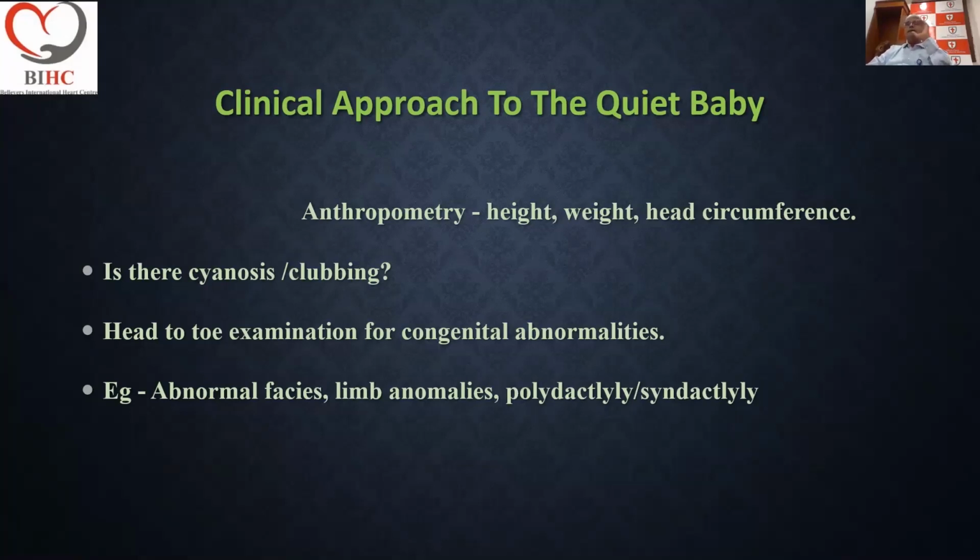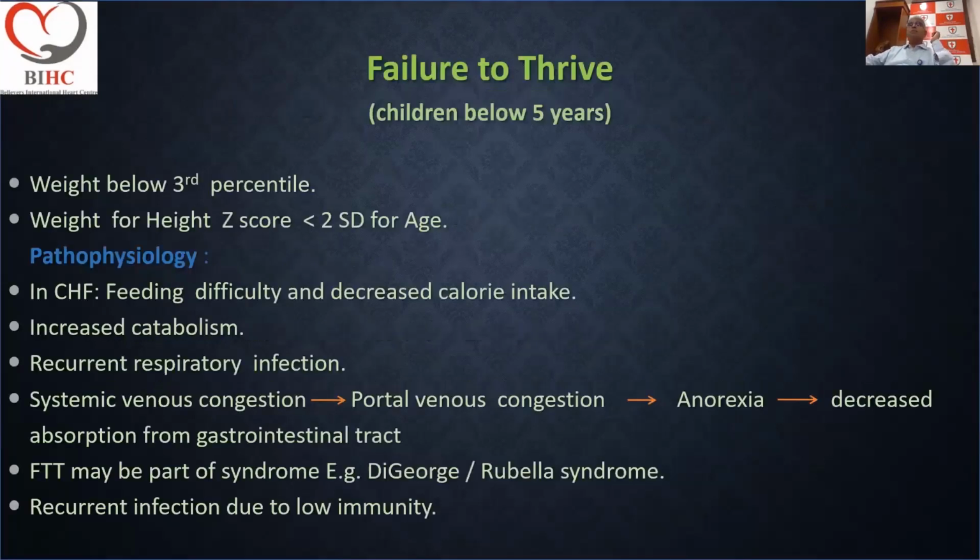With these variations regarding a critically ill baby, let's come back to the quiet run-of-the-mill baby that you see in your OPD. So the clinical approach to such a baby would of course begin with your anthropometry. You will look for cyanosis, clubbing, and do a head-to-toe examination, looking for any abnormal facies, limb anomalies, or something else that you may notice.